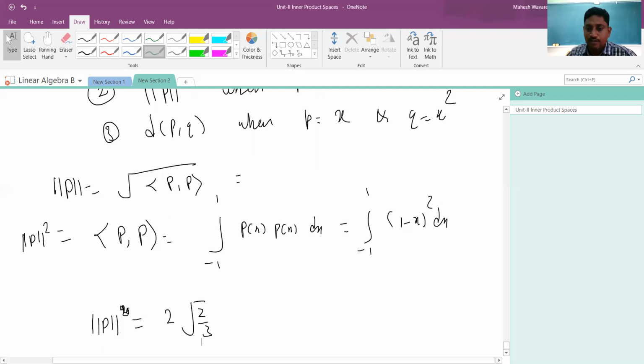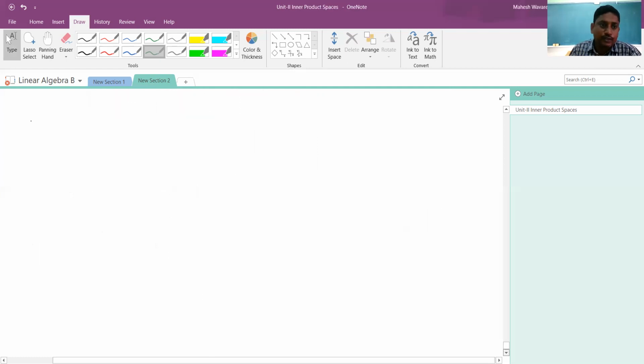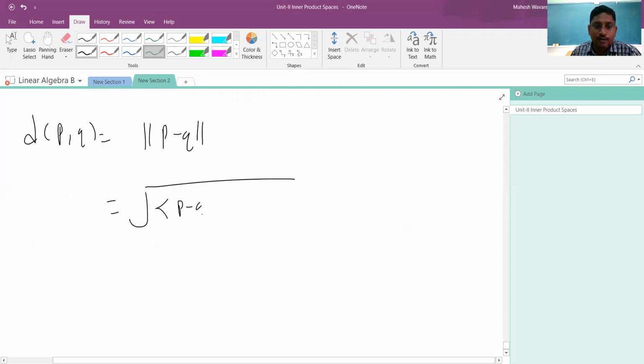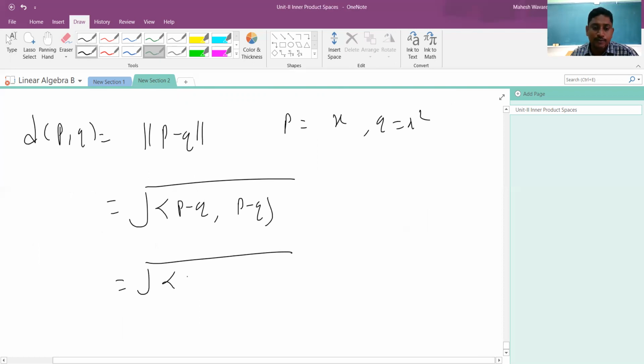And how do we find distance? The distance between P and Q is the norm of P minus Q. By definition, the norm of P minus Q is the square root of the inner product of P minus Q with P minus Q. The value of P given in the example is x, and Q given is x square. We have to find the distance of this. So you need to find the inner product of x minus x square with x minus x square. This is P minus Q actually.